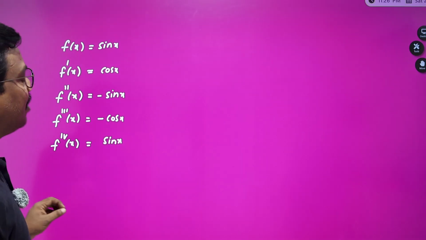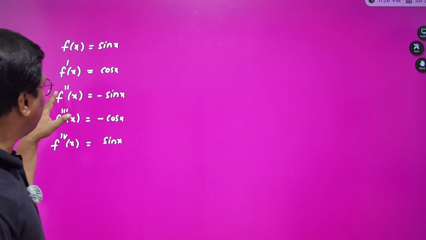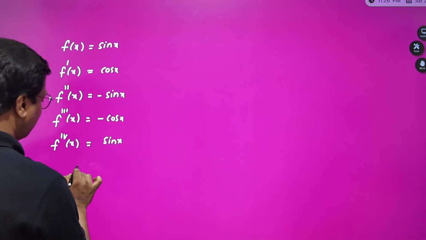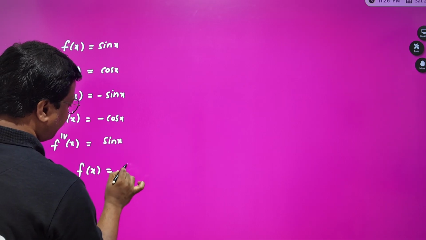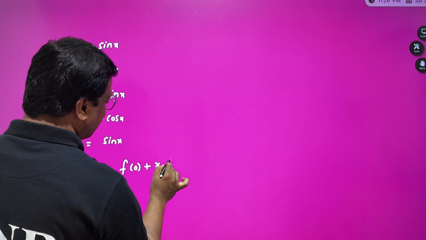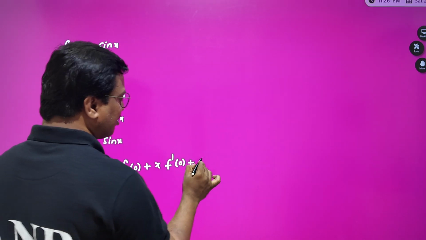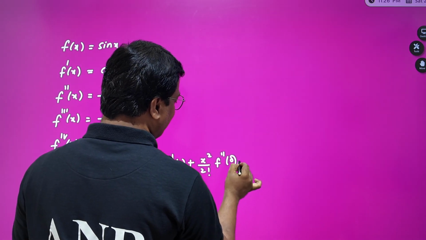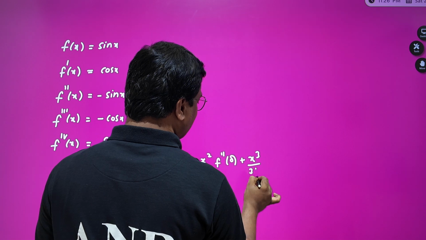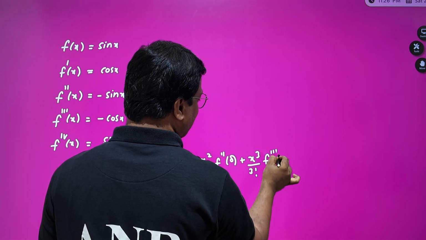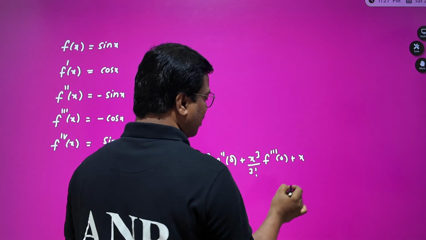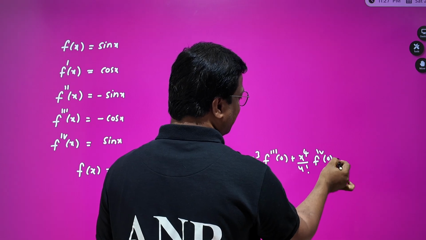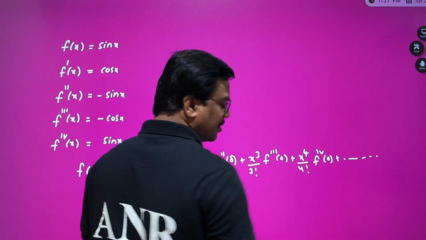But in the expansion we need f of 0, f dash 0, f double dash 0, f triple dash 0 and so on. And you know the expansion of f of x, that is f of 0 plus x into f dash 0 plus x square by 2 factorial into f double dash 0 plus x cube by 3 factorial into f triple dash 0 plus x power 4 by 4 factorial into the fourth derivative at 0 and so on. It continues.